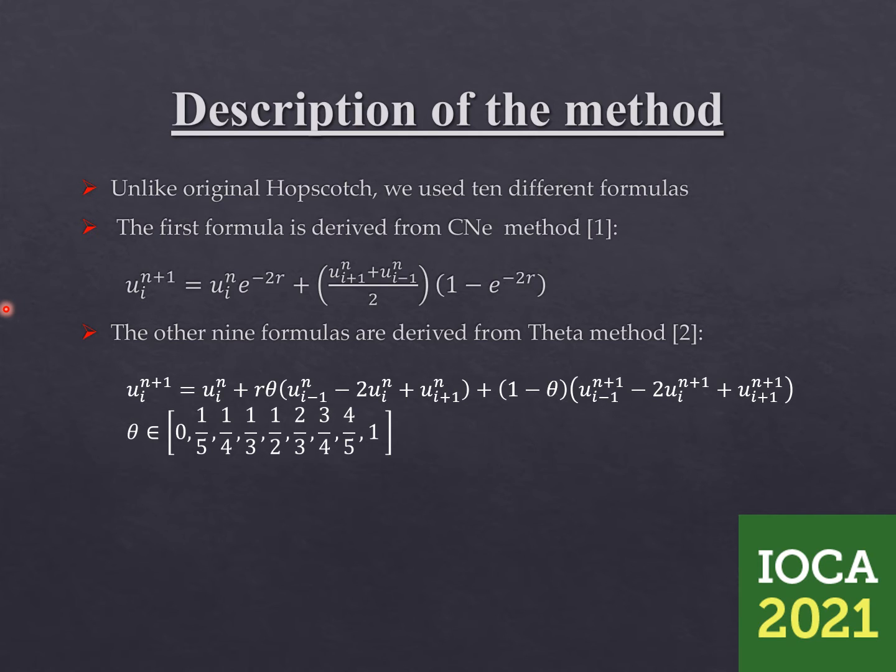The other 9 formulas were derived from the theta method. This is the formula of the theta method, and as we notice here, whenever we change the value of theta, we get a new formula. Actually, we chose the value of theta from this interval. Since this interval contains 9 values, we get 9 different formulas.